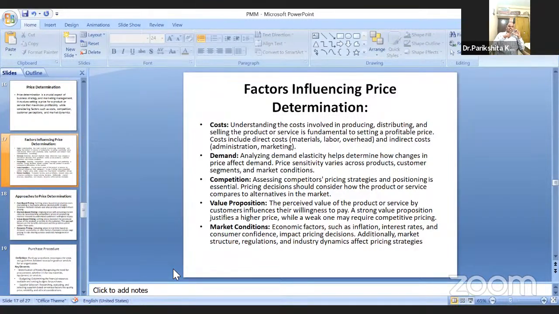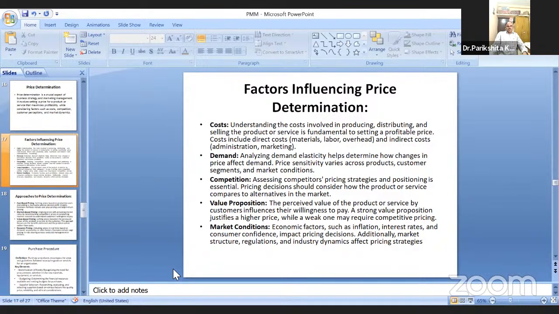The last one is market conditions. Market conditions means economic factors such as inflation, interest rates, and customer confidence, which impact pricing decisions. Market condition also influences the price determination.